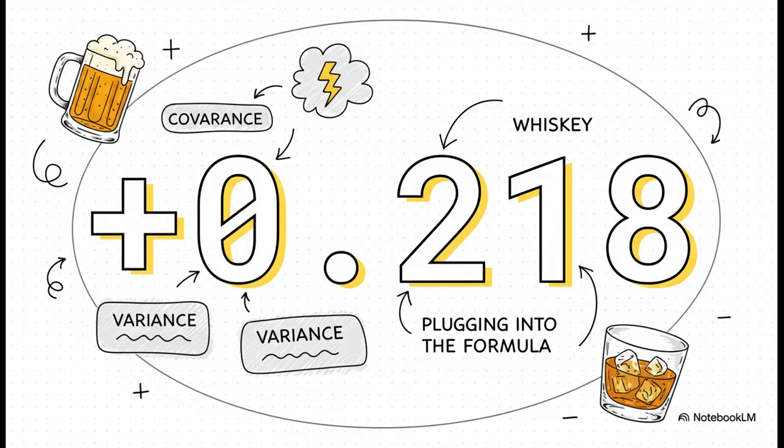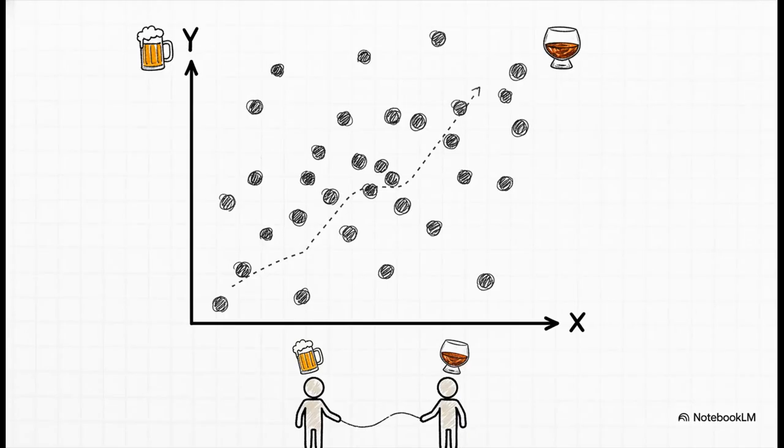So let's put it to the test. For our beer and whiskey example, the source material walks us through the math of finding the covariance and the variance for each drink. And when you put all those numbers into the correlation formula, you get this: plus 0.218. Okay, so what in the world does that number actually mean? Well, let's break it down. The plus sign tells us they tend to move in the same direction. More beer tends to go with more whiskey. But 0.218 is pretty darned close to 0. And that tells us that this connection, this linear relationship, is actually quite weak.